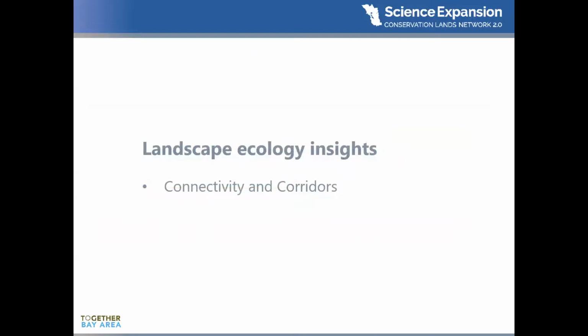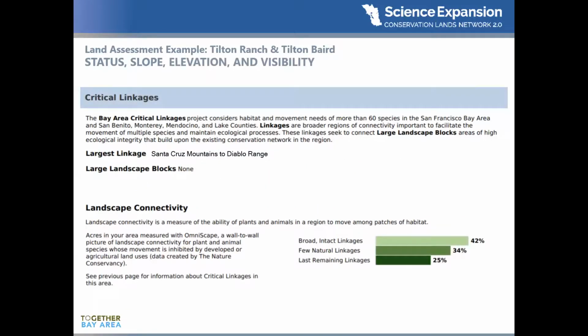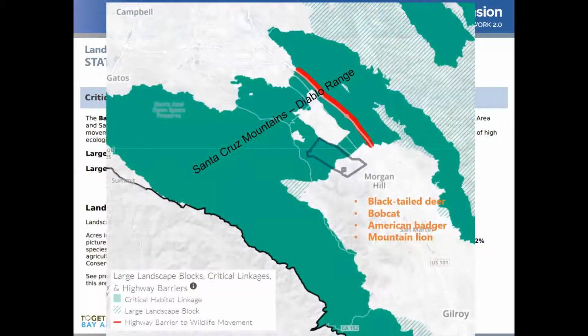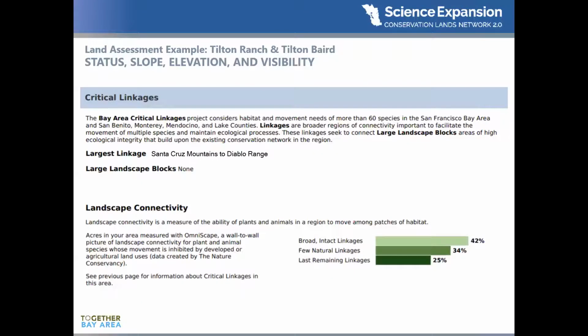All right, landscape ecology insights. We've got connectivity and corridors for you. These are very important pieces of information. We have our Bay Area Critical Linkages project that gives us linkages that are based on suitability for specific species. And then we have this landscape connectivity metric that doesn't think specifically about species, but looks at just how easy is it to get across the landscape if you are an individual animal or a seed of a plant. And we call that permeability, how permeable is the landscape.